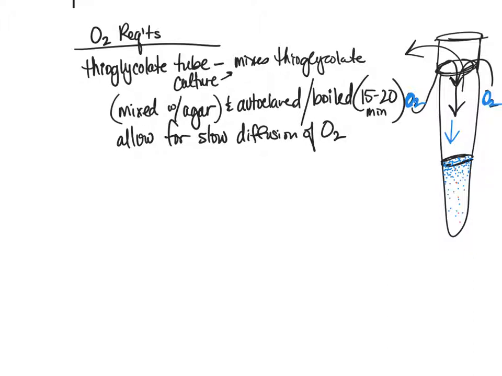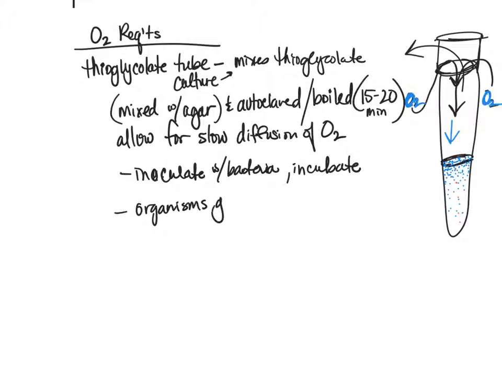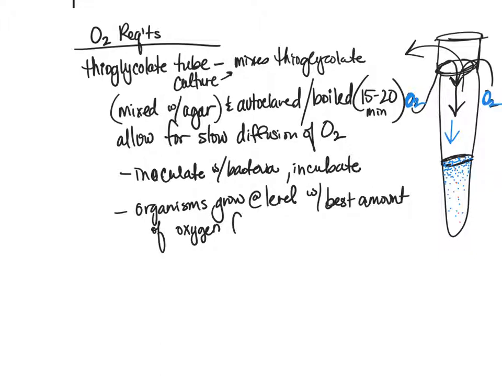Okay, so now we take our thioglycolate tube. It's been autoclaved or boiled. Now we are going to inoculate it with bacteria and then incubate. And then the organisms are going to grow at the level with the best amount of oxygen for them.